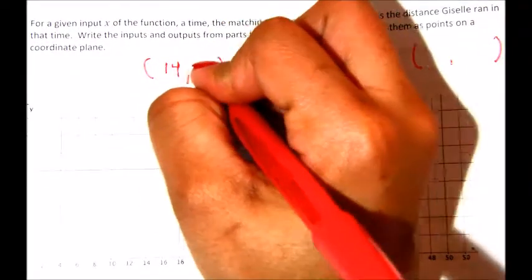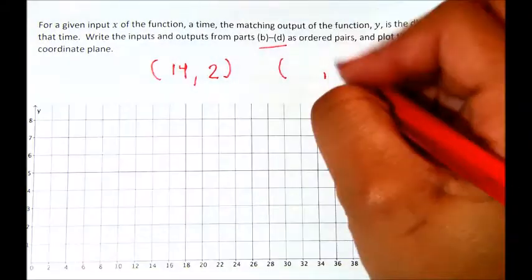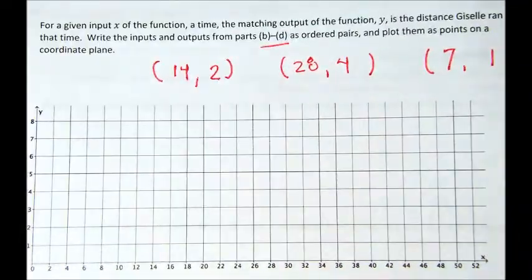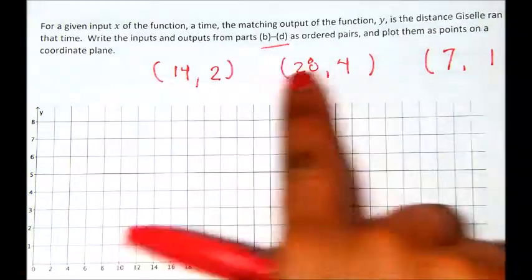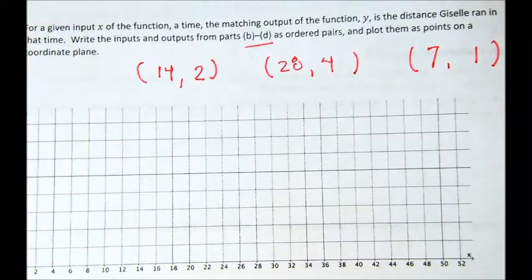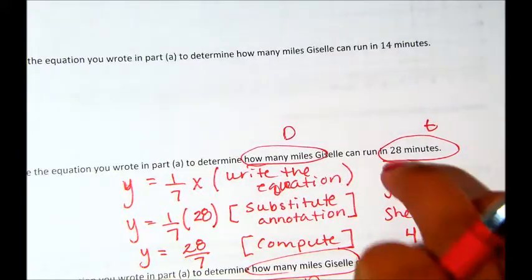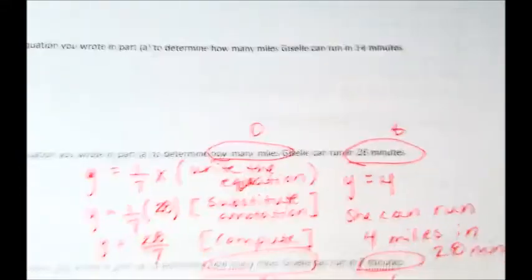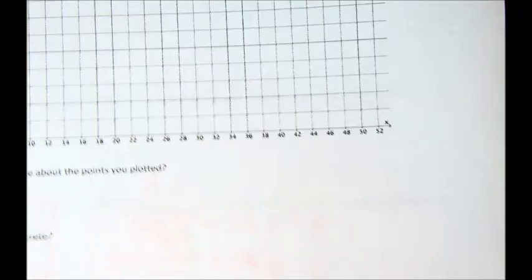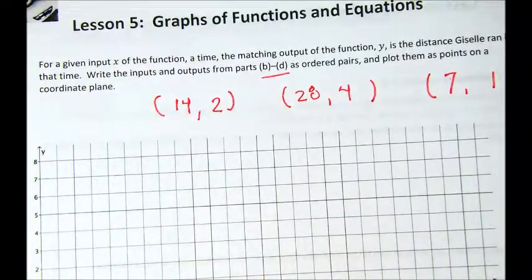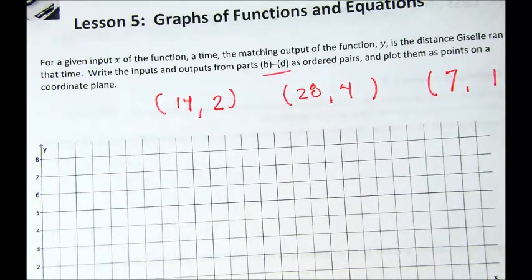Yeah, you should have 14 and 2. You should have 28 and 4. And you should have 7 and 1. Remember, it's not about which number is bigger. It's about which number represented our distance and which number represented our time. And when I go back to the first problem or the second problem where I started to do some calculation, I see that my time was 28 minutes. So I want to make sure that in my ordered pair setup my time is set up for my x.